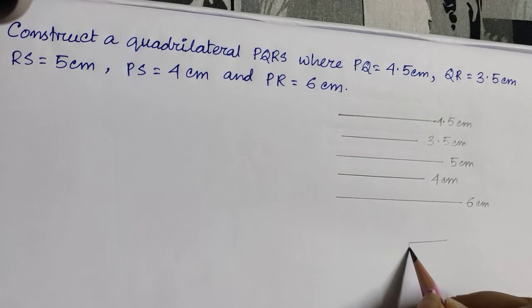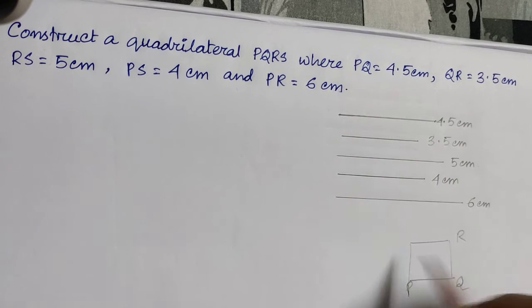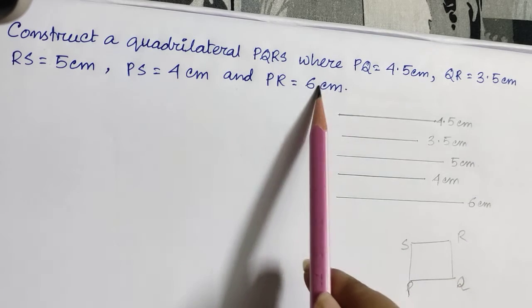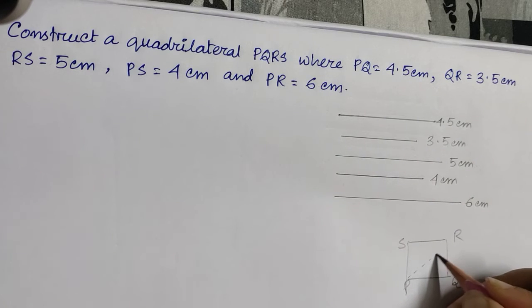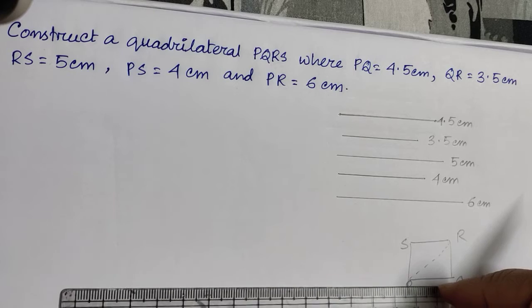Like this way: P, Q, this is your base, and R, S. And there is another one, PR, which is 6 centimeter. So it is your diagonal, right? PR is the diagonal here. So this is the rough diagram. First we need to draw the base.